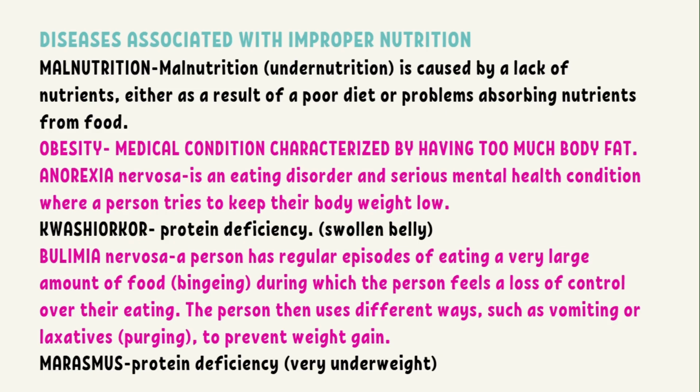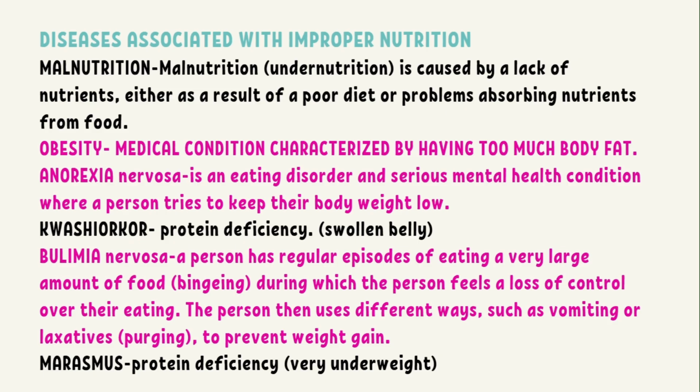Then you have kwashiorkor, which is a protein deficiency. If you ever see those pictures of a little child where the belly just hangs out, as in you can see the rib cage and then you see the swollen belly, that would be kwashiorkor. And then you have marasmus, which is another protein deficiency where they just dry out, look very skinny. So kwashiorkor and marasmus are both protein deficiencies, but their symptoms, or the way they look on the outside, are different.